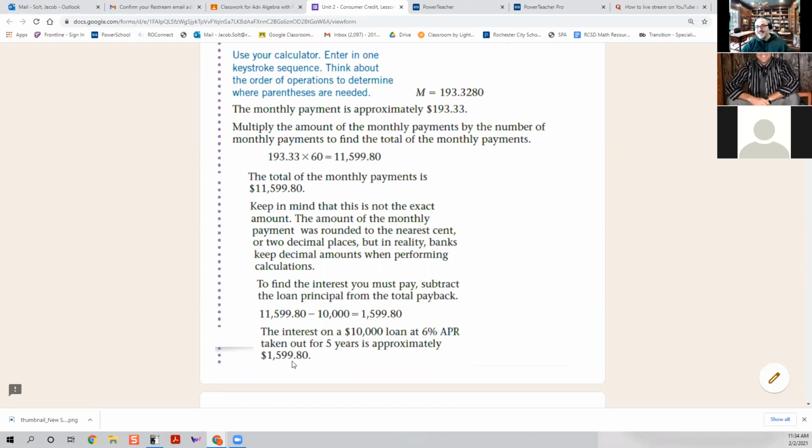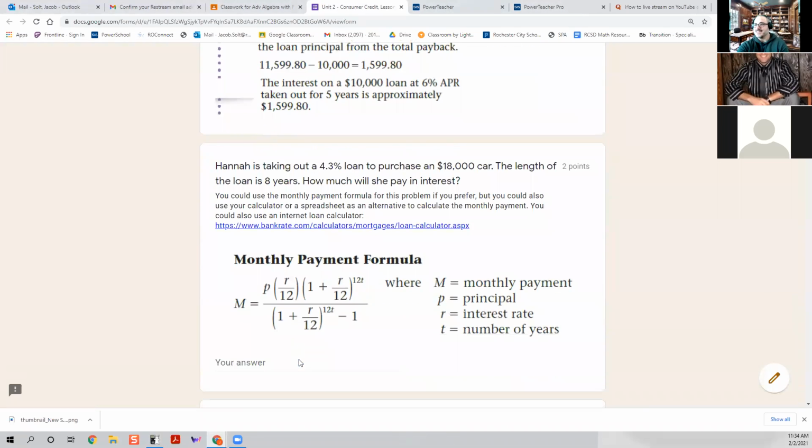All right, that's the setup. Here's the practice. You can do this one however you want. You can use the monthly payment formula. I'll give you some time. Give this one a shot.